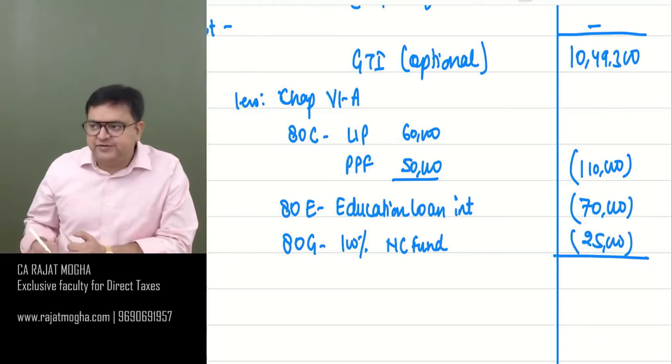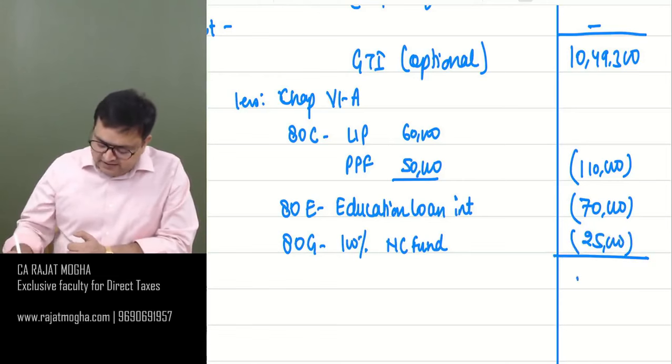The total deduction which we can take, so it is coming as 8,44,300. This is the total income.